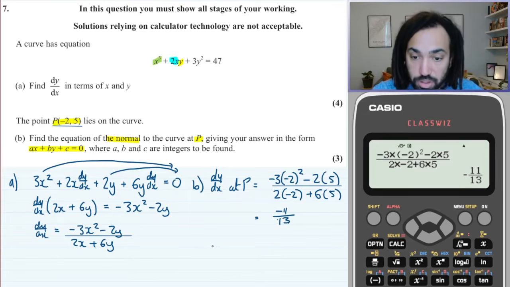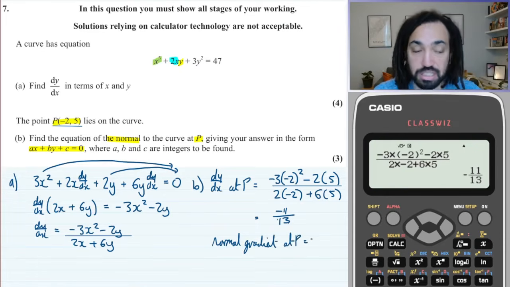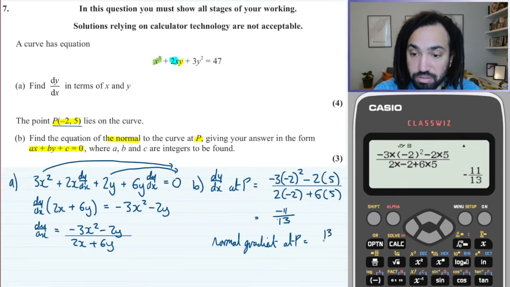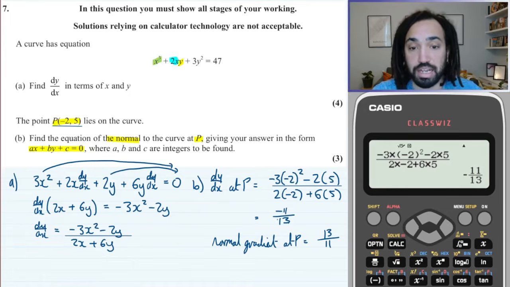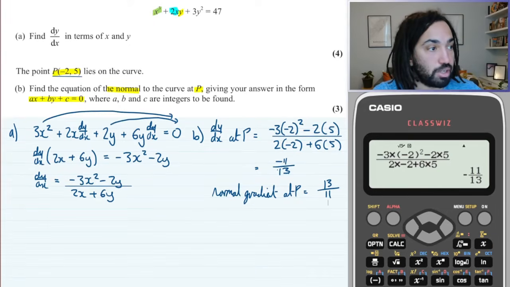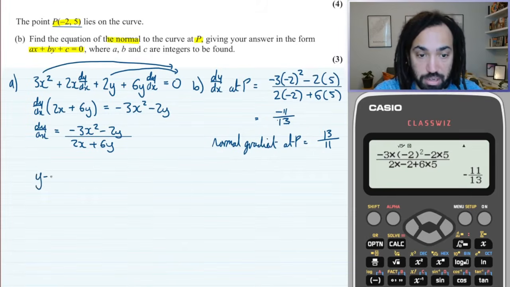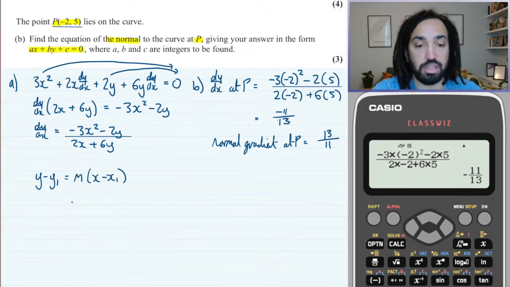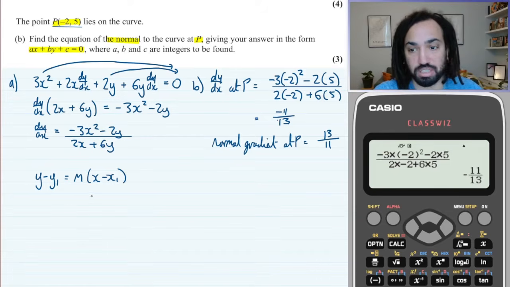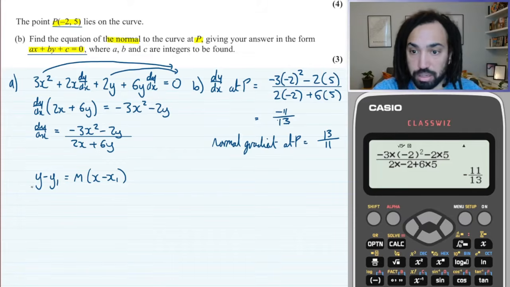Okay, so therefore the normal gradient at P is equal to the negative reciprocal of that, so positive 13 over 11. Okay, nice. And now it's just about doing a straight line equation with the point P and this gradient. So the straight line equation is y minus y1 equals m(x minus x1). You can use y equals mx plus c, of course, but this one is just more efficient, particularly when you are trying to get your answer in this form, and I'll show you why.